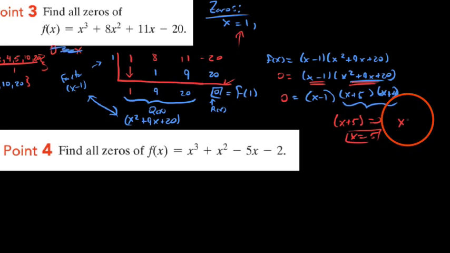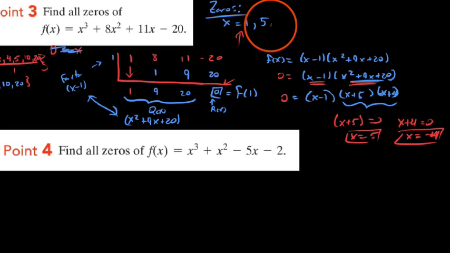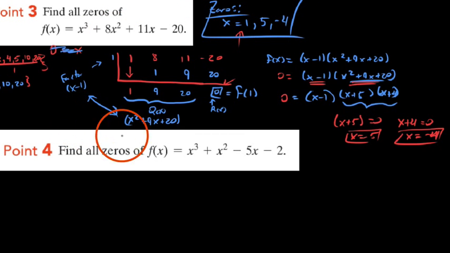And if we were to set x plus 4 equal to 0, we get x equals negative 4, of course. Sorry for the handwriting here. So we say all of our zeros together are 1, 5, and negative 4, and this third degree function had 3 zeros. So let's look at this now, third degree function down here.